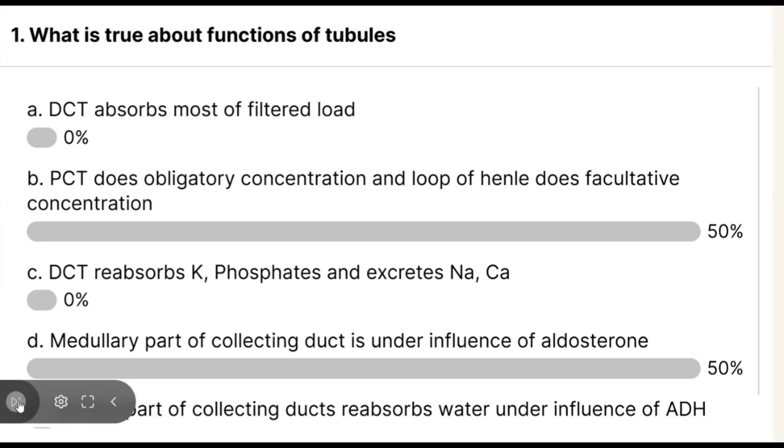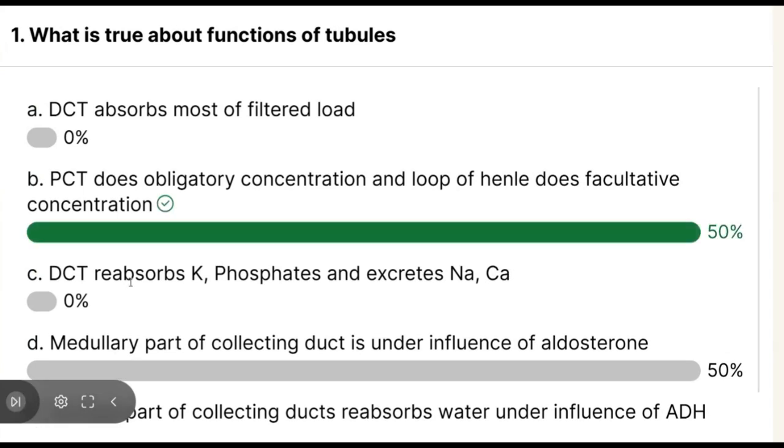Okay, so this one was designed to trick most of you, but I see that you managed to get the right answers. The first one, DCT absorbs most of the filtered load. This is not true because it's actually the proximal convoluted tubule that's doing about 80% of the reabsorption of the filtered load. The next one, the PCT is responsible for obligatory concentration and the loop of Henle facultative. This is true. There's nothing more to it.